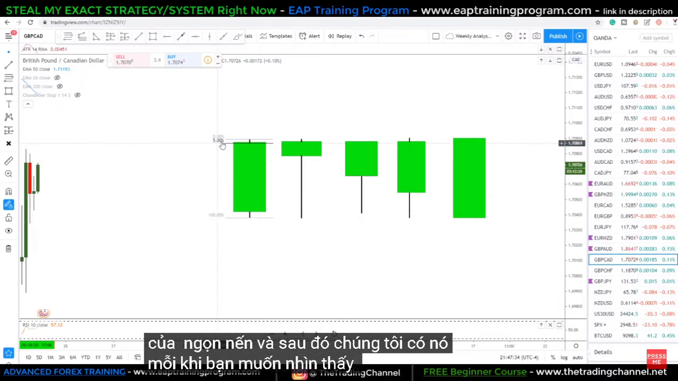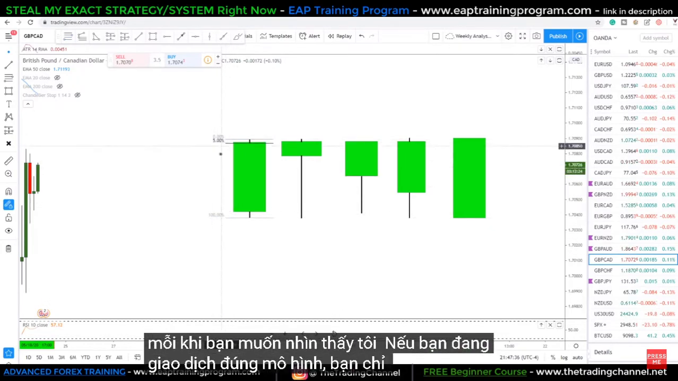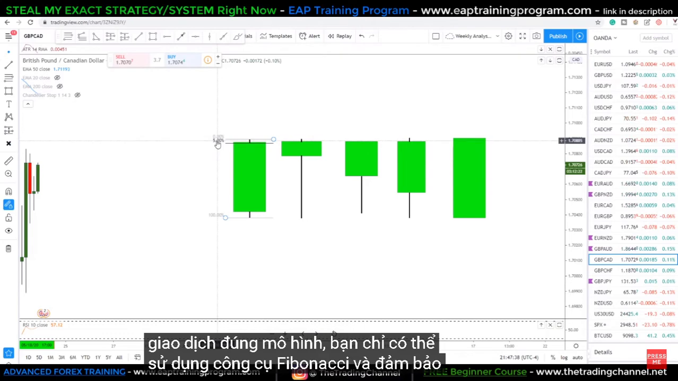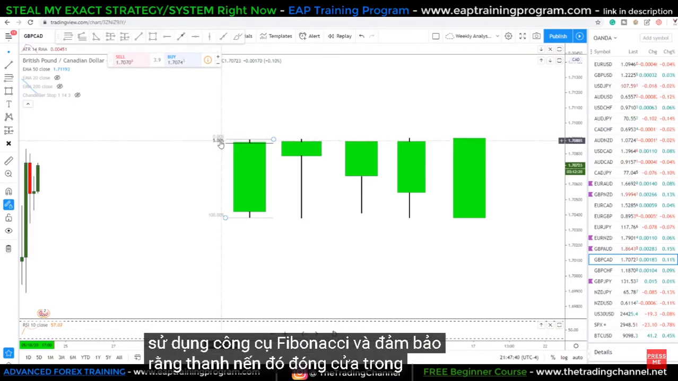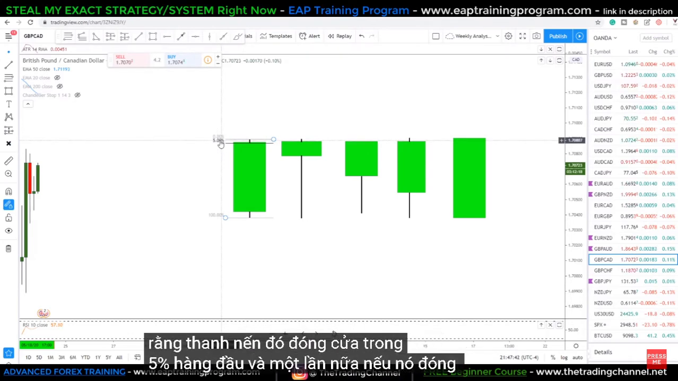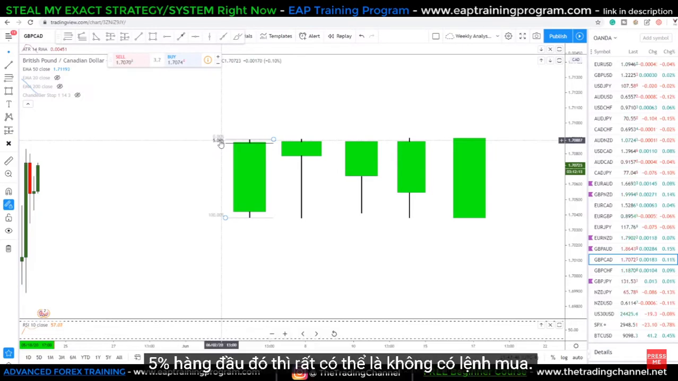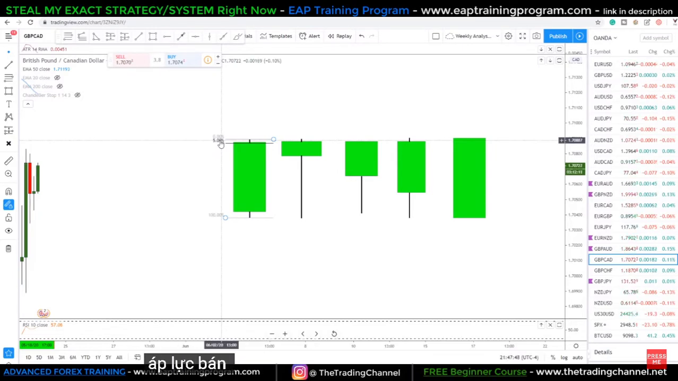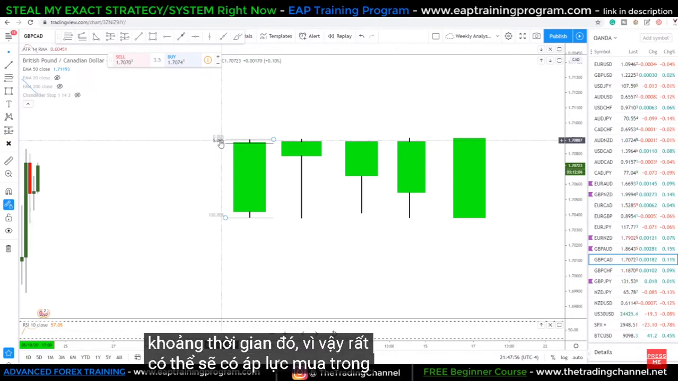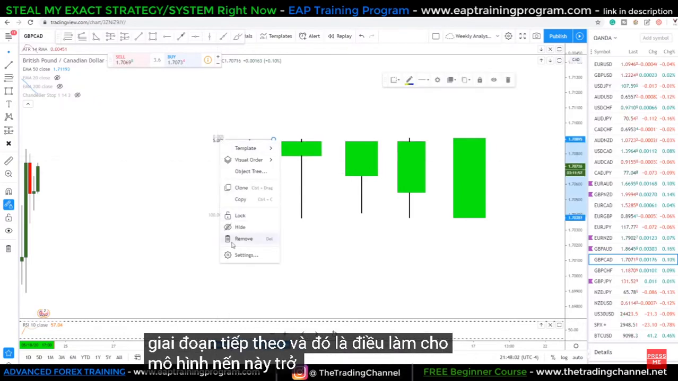Every time you want to see if you are trading the correct pattern, you can just use the Fibonacci tool and make sure that that candlestick closed in the top 5%. And again, if it did close in that top 5%, then chances are there was no selling pressure at the end of that time period. So chances are there's going to be buying pressure in the next period. And that's what makes this candlestick pattern so powerful.